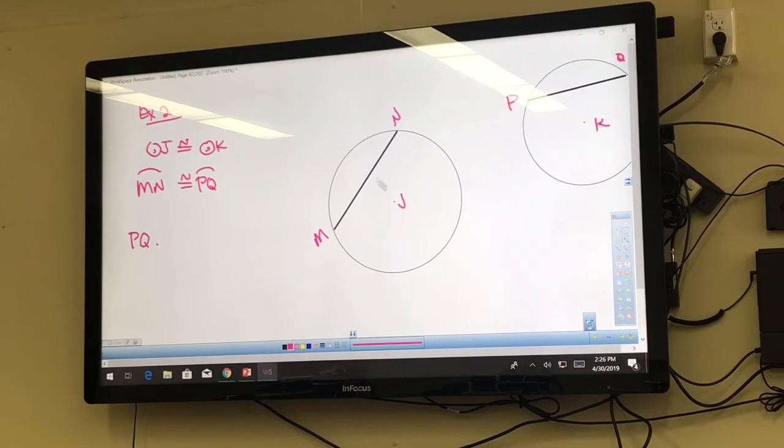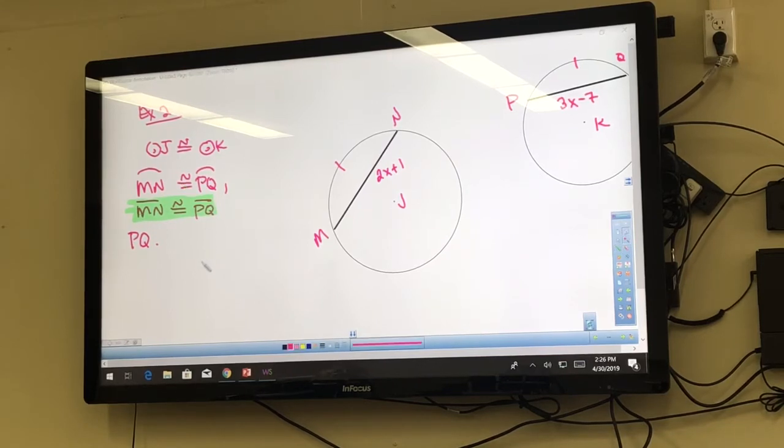In this problem, we're looking at some algebra. I know that MN is 2x plus 1, and PQ is 3x minus 7. Using the converse of that theorem, if arc MN is congruent to arc PQ, then we can easily find the length of MN or PQ. If arc MN is congruent to arc PQ, then we know that segment MN is congruent to segment PQ. This is the information that we need in order to solve for x and find PQ.